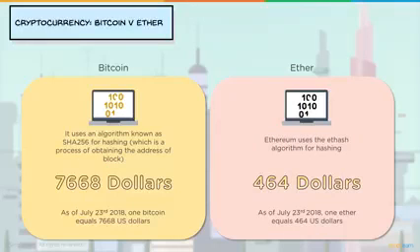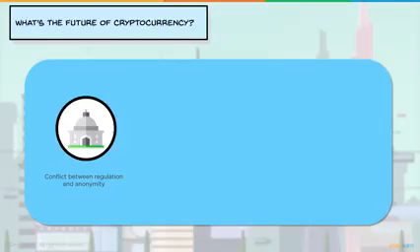For Bitcoin, we use an algorithm called SHA-256 for hashing, and with Ethereum, we use ETH. As of July 23, 2018, 1 Bitcoin equals $7,668. For Ether, it costs $464. Now, what's the future of cryptocurrencies? The whole world is clearly divided when it comes to cryptocurrencies. On one side, you have supporters like Bill Gates, Al Gore, and Richard Branson, who say that cryptocurrencies are better than regular currencies. On the other side, we have people completely against it.